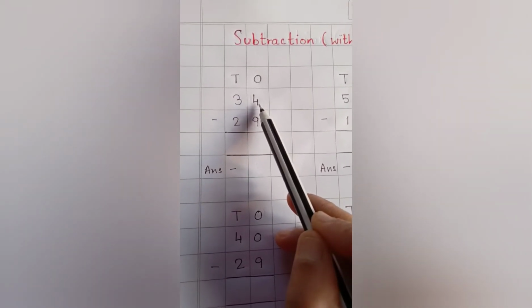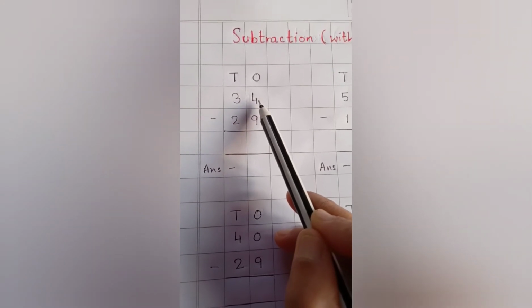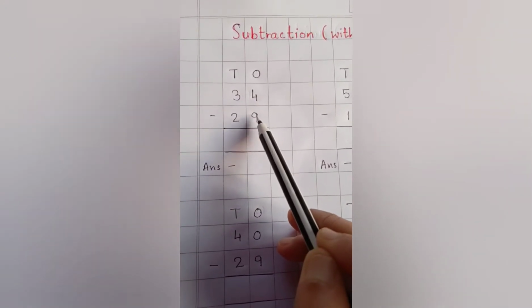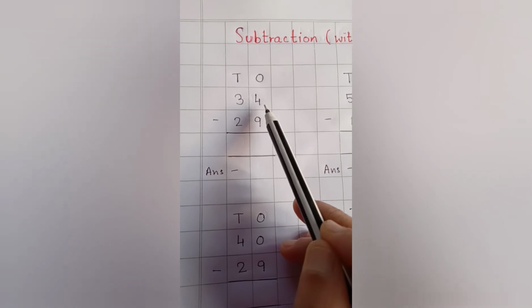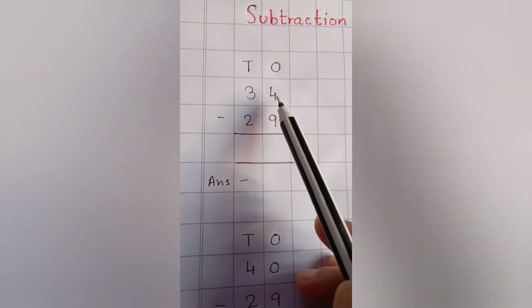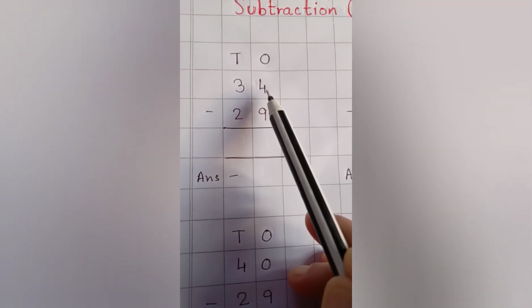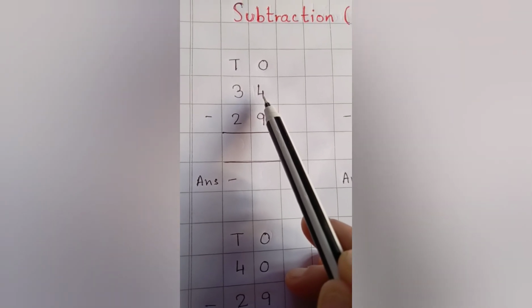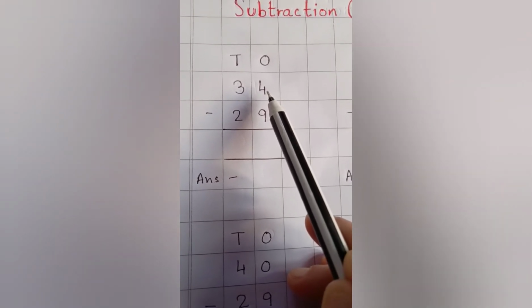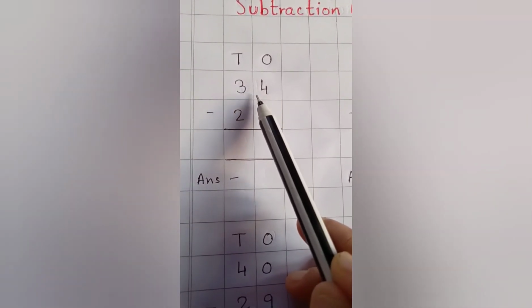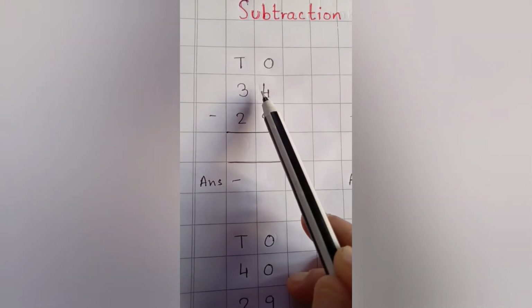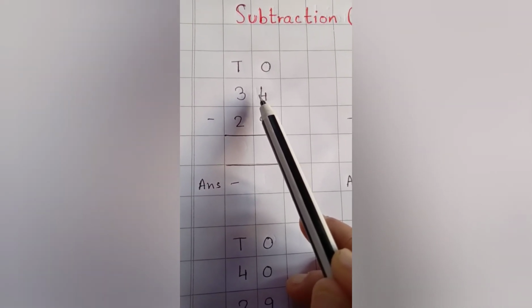Now this is 4. So we have to make this 4 a big number, bigger than 9. Then only we can subtract. So our first step will be to make this number big. How shall we do that? We have to make this number 14. That means we need 1 over here. And this 1, from where shall we borrow?